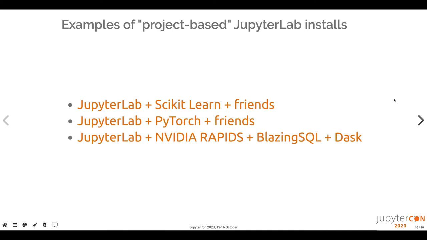Okay, so here are some examples of project-based JupyterLab installs that use these best practices. I've created three here. One based around the scikit-learn ecosystem, a second based around the PyTorch ecosystem. The PyTorch example includes a JupyterLab extension for TensorBoard, which is commonly used to track training progress and convergence with PyTorch. And then the third is the one that I think is most interesting. It combines JupyterLab, NVIDIA RAPIDS, BlazingSQL, and Dask. So let's take a look at that project.